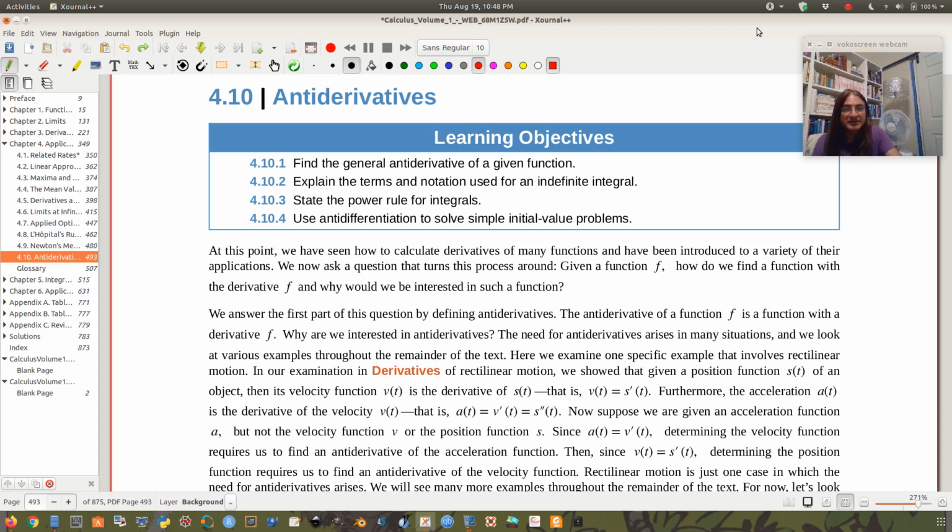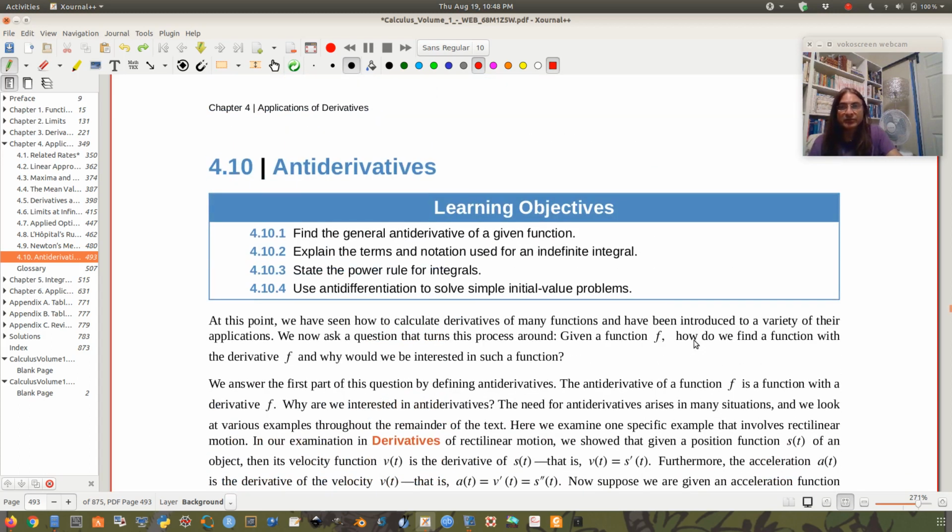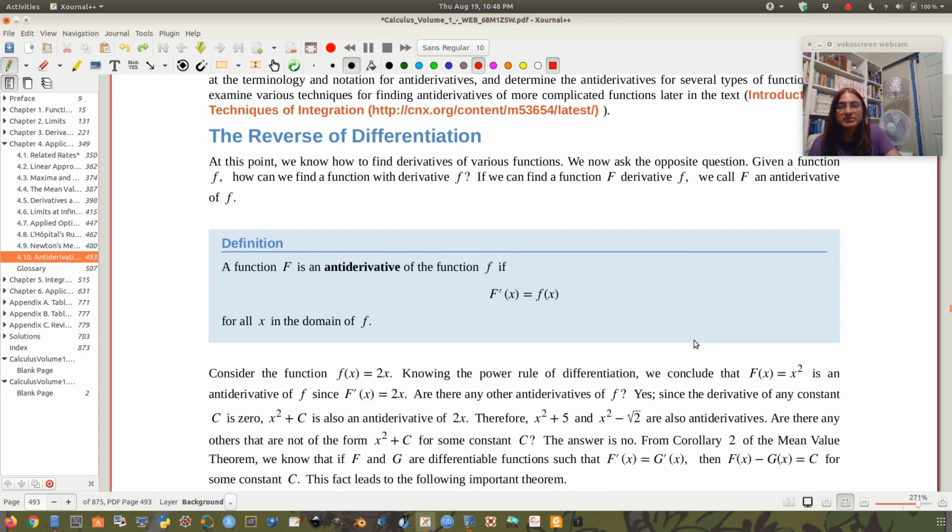Can we find the position if the velocity is given? That opposite process is called antiderivative. Okay, opposite of differentiation, reverse of differentiation.